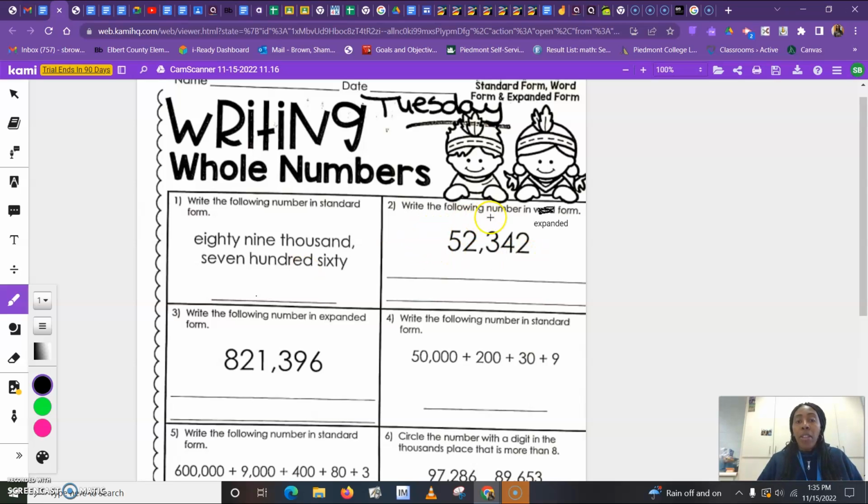Number 2 says write the following number in expanded form. So you're going to write this number 52,342 in expanded form. And remember, expanded form, all you're doing is telling what the value of each number is. So what's the value of the 5? Right there here. Plus the value of the 2. Plus the value of the 3. Plus the value of the 4. Plus the value of the 2.